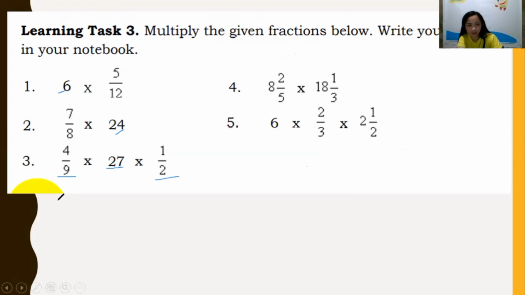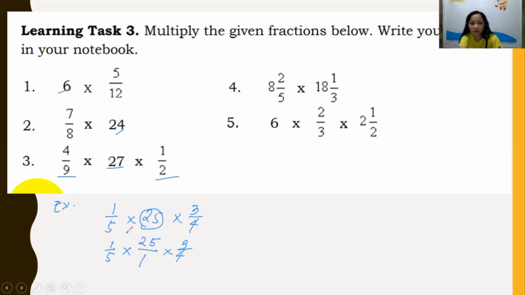Example. 1/5 times 25 times 3/4. Oh, now we have here 3. So we have 1/5 times 25, a whole number, will become 25 over 1 times 3/4. You can also use cancellation method here. Or pwede rin namang hindi mag-cancel out. Basta kapag hindi ka nag-cancel out, you always express the answer in lowest terms. So here, pwede natin i-cancel yung 25 and 5, which can be divided both by 5. 5 divided by 5 is 1. 25 divided by 5 is 5. So nawala na si 5 at 25. So 1.